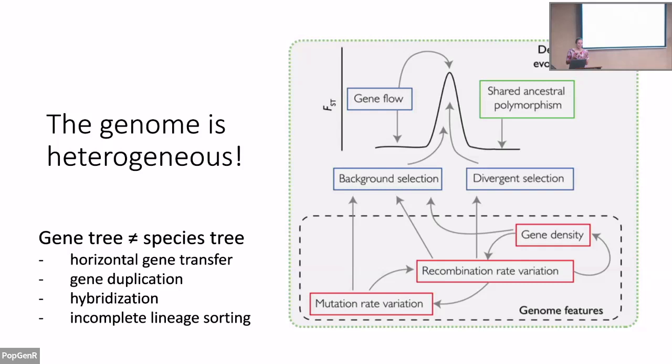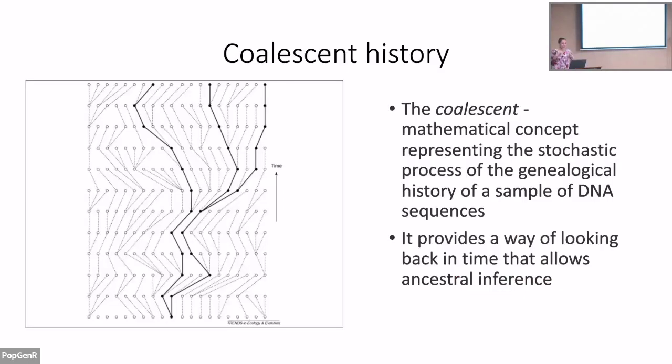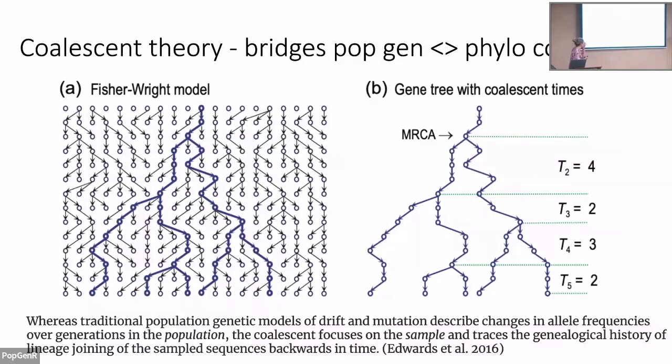So I've spoken about concatenation, but now we're moving to the multi-species tree inference approaches. So this is using coalescent theory. And the coalescent is a mathematical concept, and it's supposed to represent the stochasticity of evolutionary history of a sample. But what it's doing is looking backwards in time to allow ancestral inference. So this has been revolutionary. It's really bridged the gap between population genetics and the phylogenetics continuum.